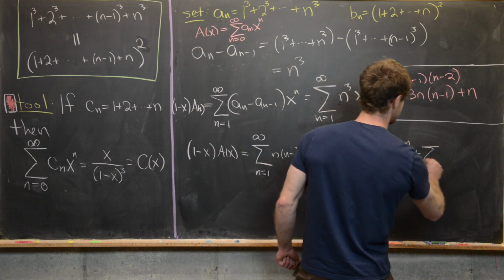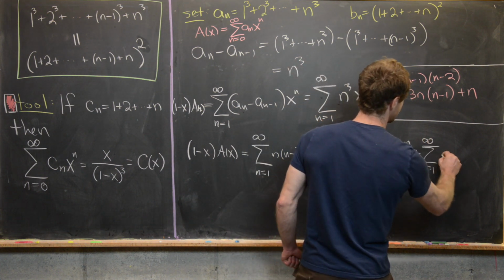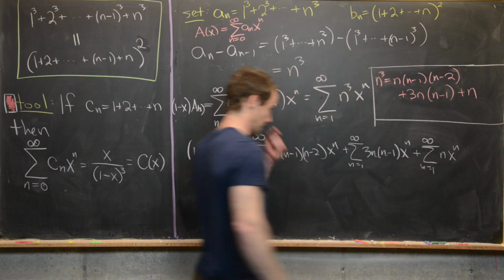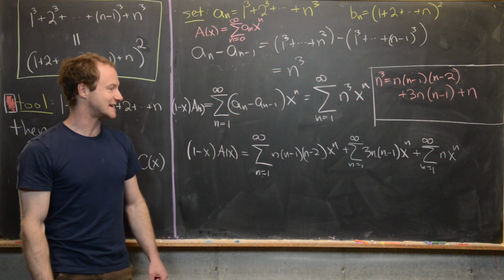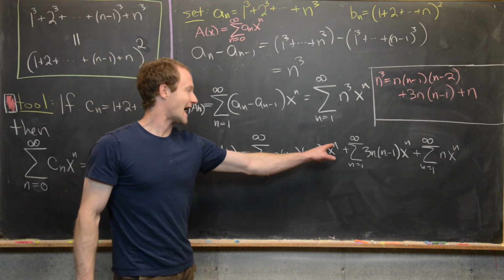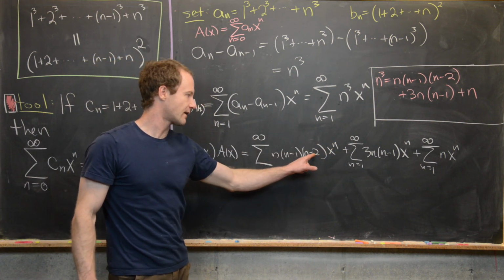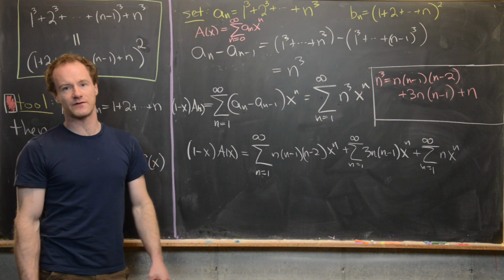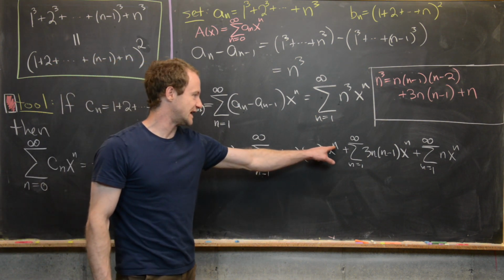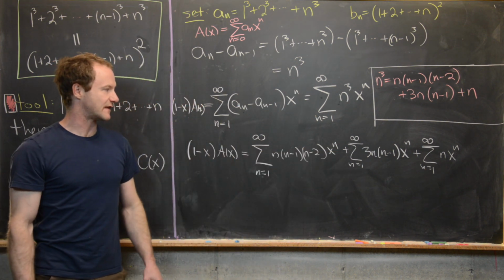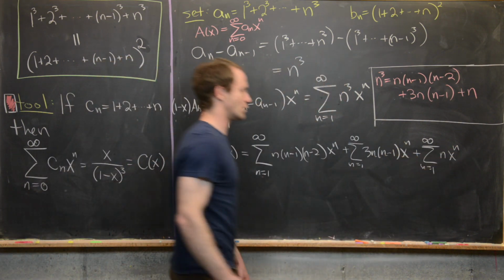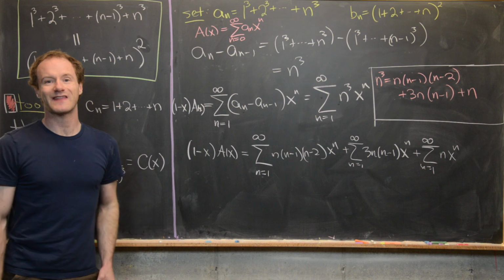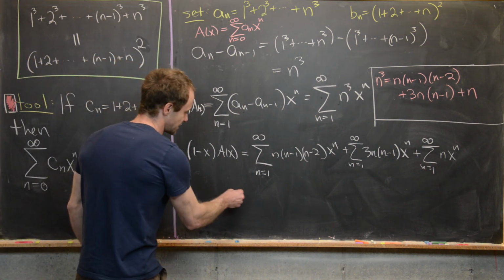And then finally, the sum n equals 1 to infinity of n times x to the n. Okay, but now in order to really see these as derivatives, we need the exponent here to be 1 less than the ending point of the falling power. In other words, we need an n minus 3 in the exponent here, an n minus 2 in the exponent here, and an n minus 1 in the exponent there. But we can get that just by factoring. So let's go ahead and do that.